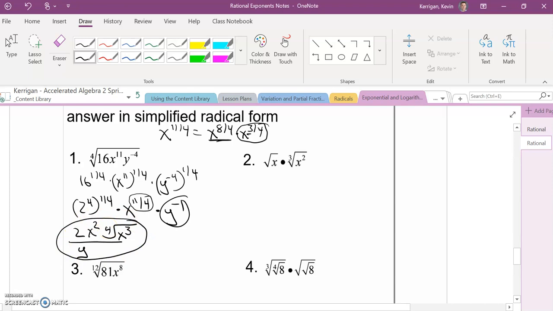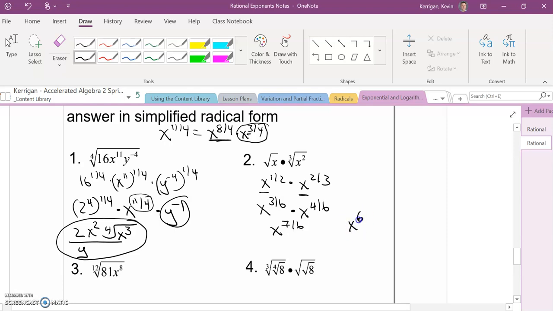We'll have time for one more here. The square root of x, that's x to the 1/2 times, this is going to be x to the 2/3 if I convert that over. Now, in order for me to multiply like bases, I need to add exponents. Well, I'm going to need a common denominator here. That's going to give me x to the 3/6 times x to the 4/6. Then add them is going to give me x to the 7/6 power.